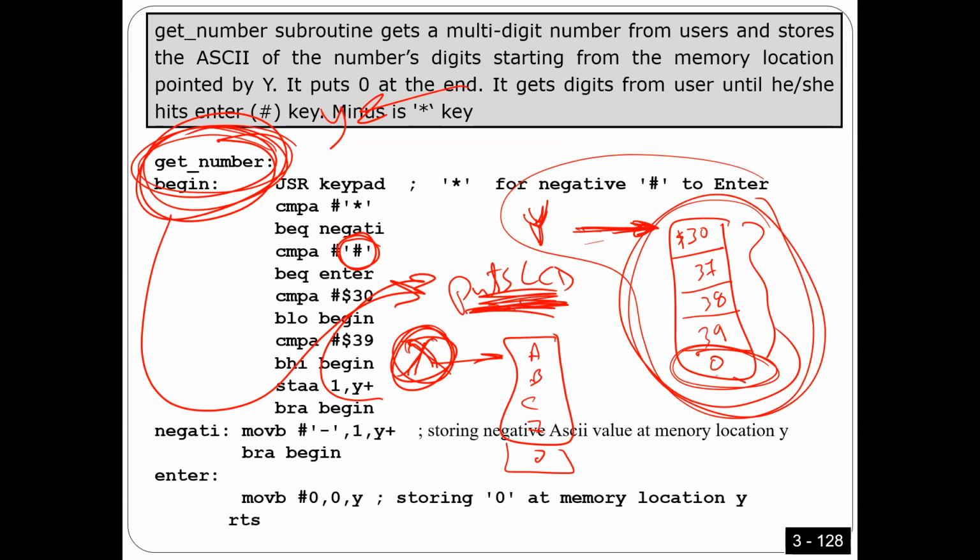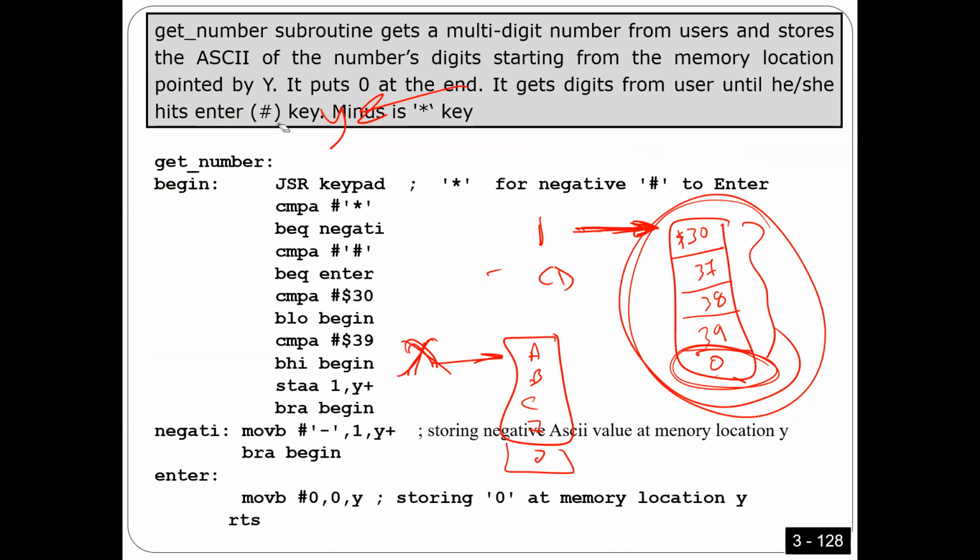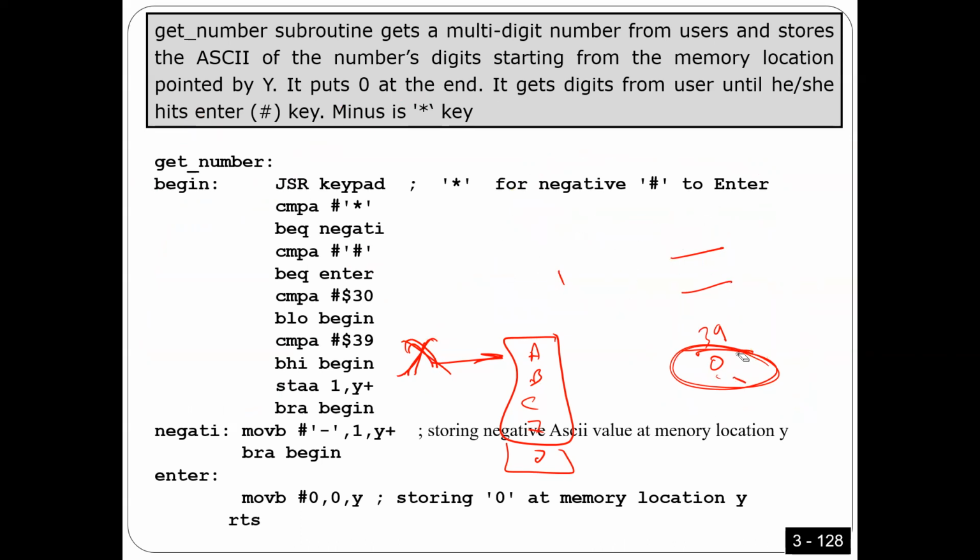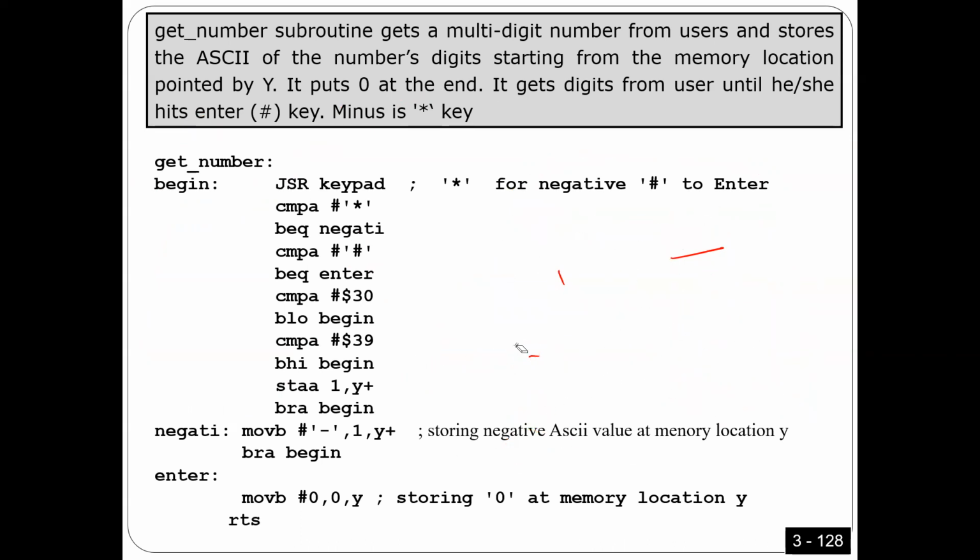So number one, if you want to get more than one number from the user, you have to call this function. After you call this function, you can call this function to display it. Okay. So I'm going to explain how this function works, guys. It's very simple. All I'm going to do, as I told you, is keep calling keypad until you hit enter. Once you hit enter, I'm done.